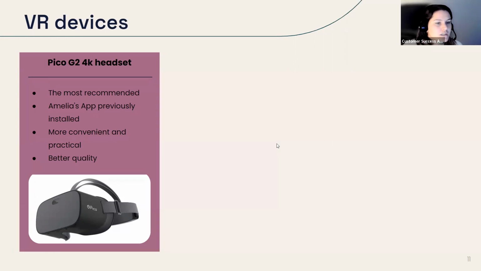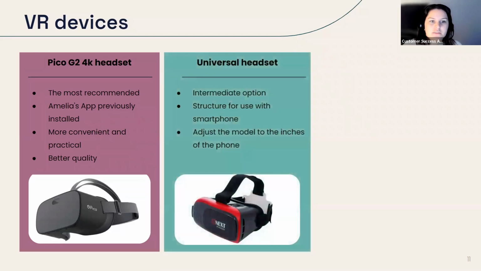The second option would be universal headsets. This would be the intermediate option. Universal headsets offer a more resistant and better alternative than cardboard headsets, for example, which I'll talk about in a minute. Universal headsets have the structure to use a smartphone and play the content in VR format.